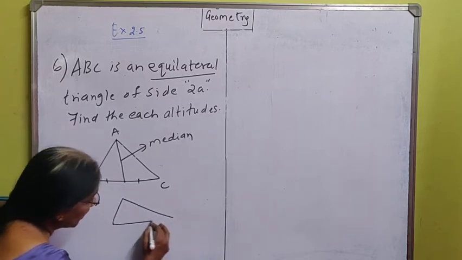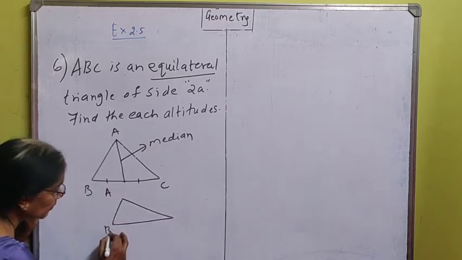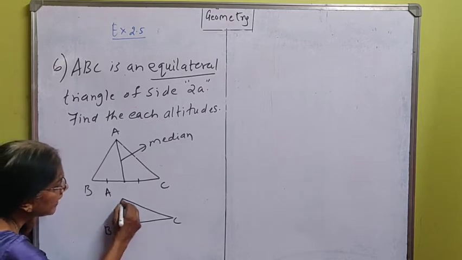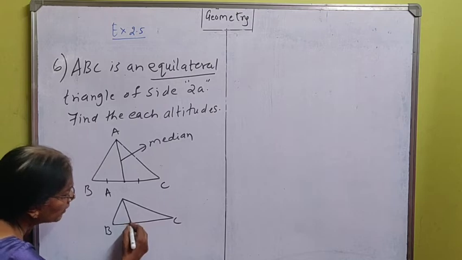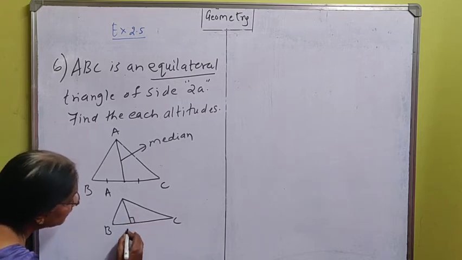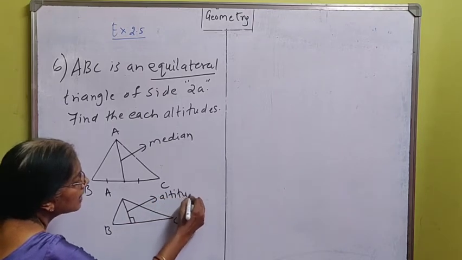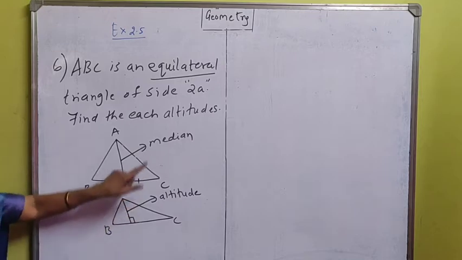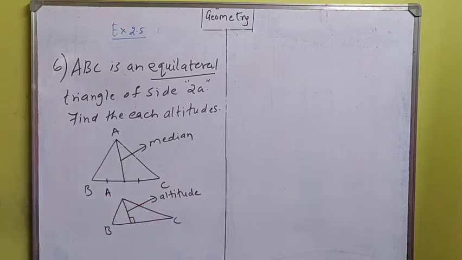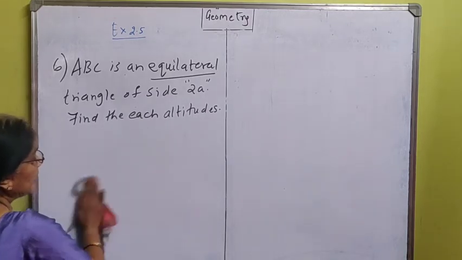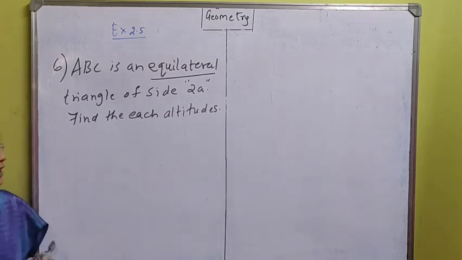Similarly, if I take one more triangle, I am going to name it ABC only. Now I want to show what is an altitude. From vertex A, if I draw a perpendicular line, making 90 degrees with the base, then this line is called an altitude. So that means we have to draw from the vertex to the base a 90 degree or perpendicular line. So I explained to you the difference between the altitude and the median.